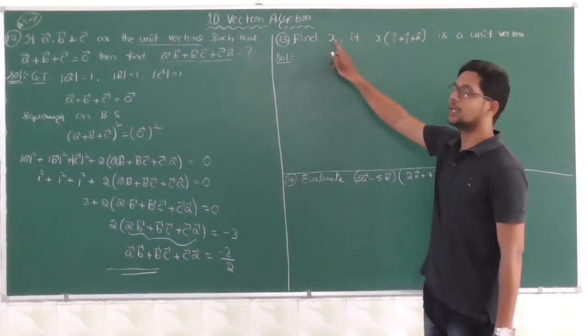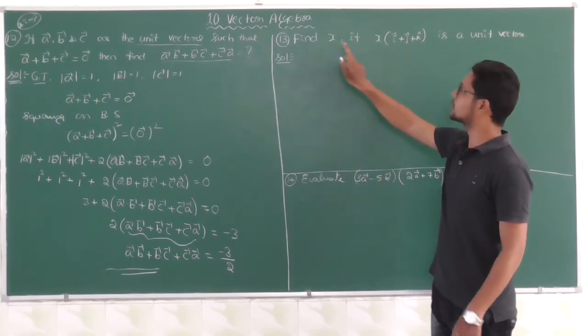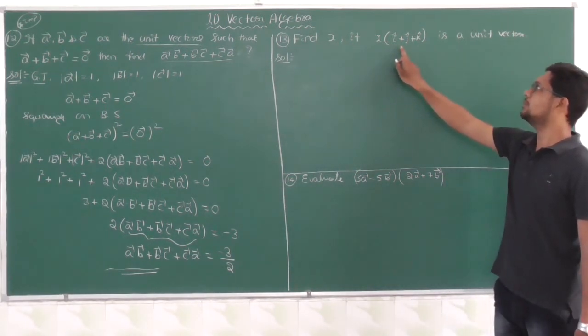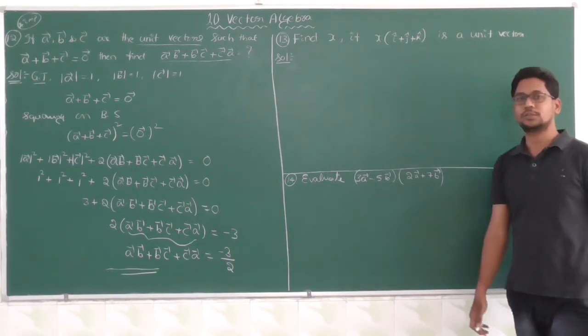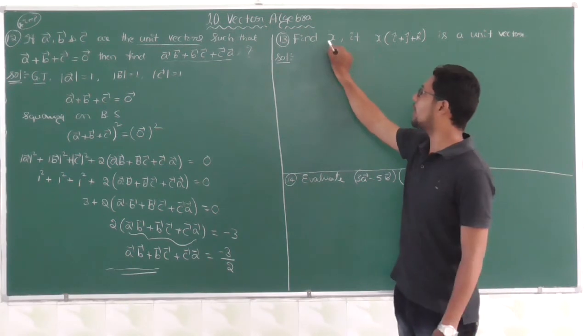Find the value of x. In this we have to find the value of x. If x into i cap plus j cap plus k cap is a unit vector, here we have to find the value of x.